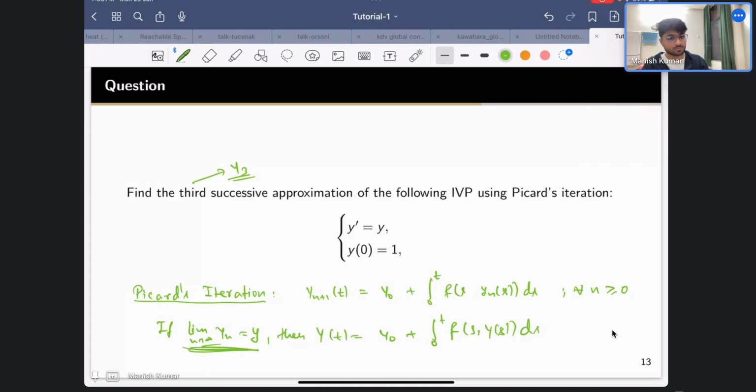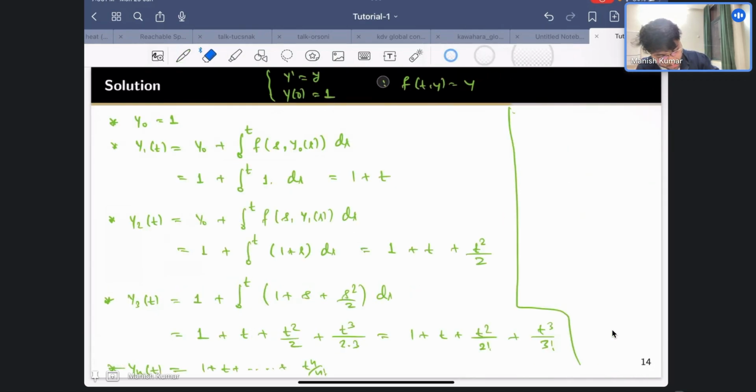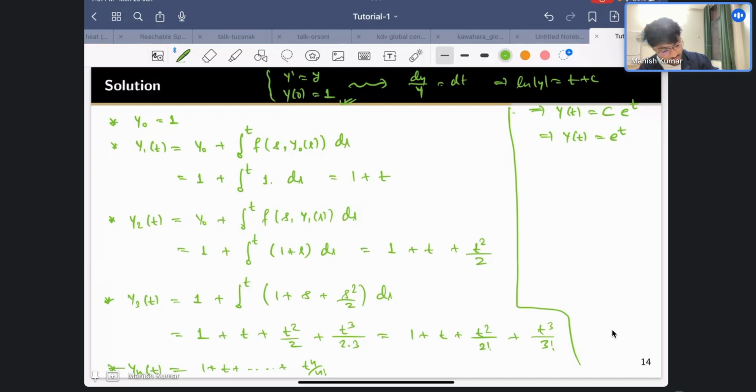Right, so in this case, you see what is the solution here. For this equation, if you solve this, it is again dy by y equal to dt, and if you solve it, we'll get ln of mod y equal to t plus c. So this would give you y(t) equal to some constant c times e raised to power t. Now if you use this initial condition, when you put t equal to 0, you'll get c equal to 1, so y(t) is this. So this is the solution we have.